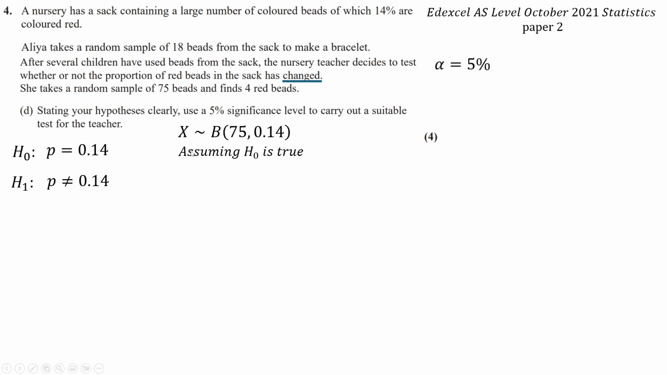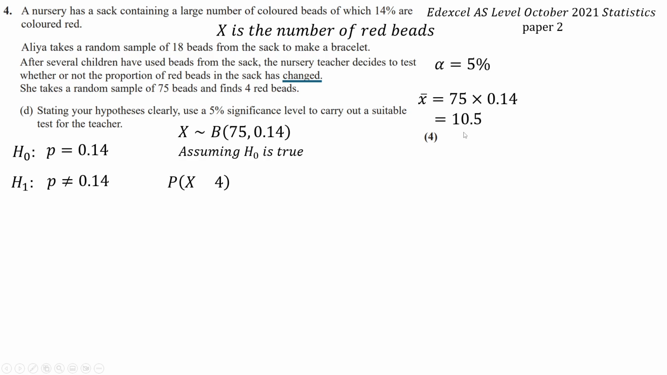And we have to actually define this test statistic. It's the number of red beads. That's what we're actually looking for. So we have the probability of X, but we don't know whether to check greater than or equal to, or less than or equal to 4. We're not too sure. Let's think about this as logically as we can. What's the mean? What's the expected number of red beads? Well, that'll be 75 multiplied by 0.14, which is just n multiplied by p. That is 10.5.